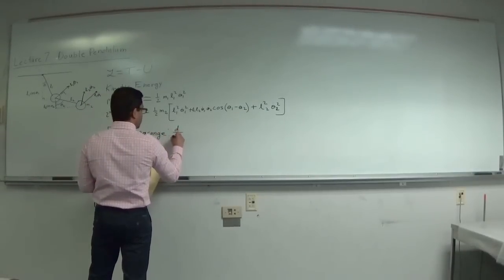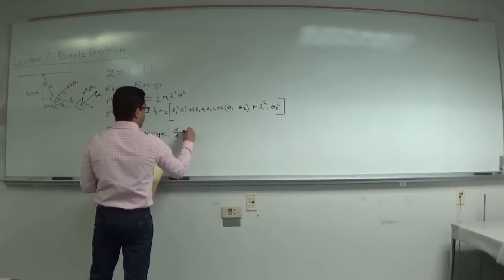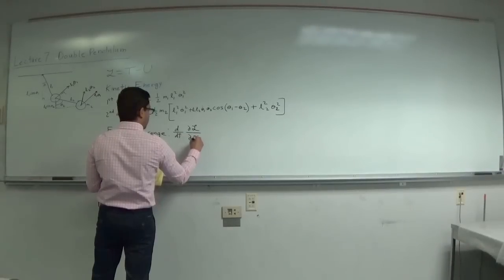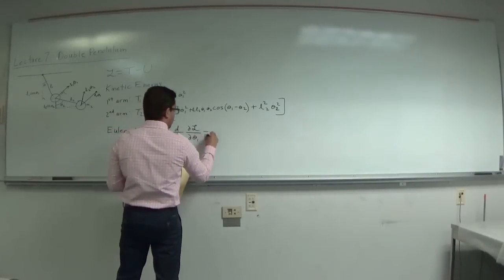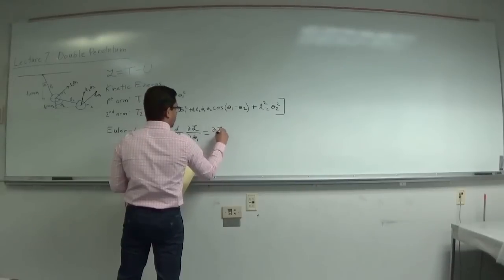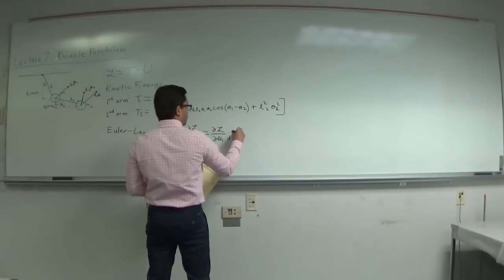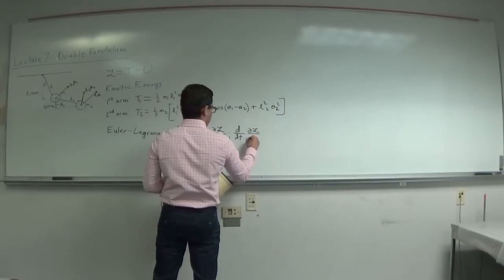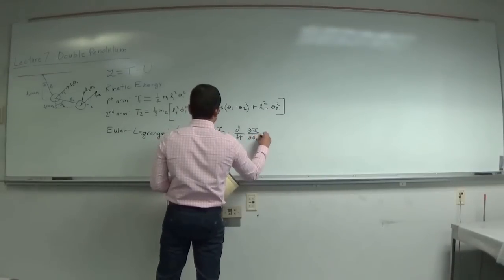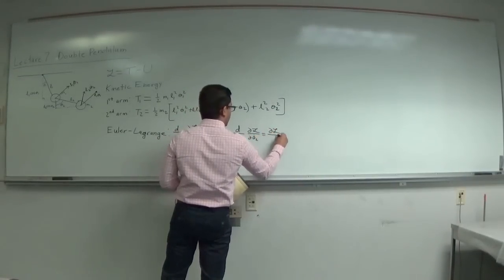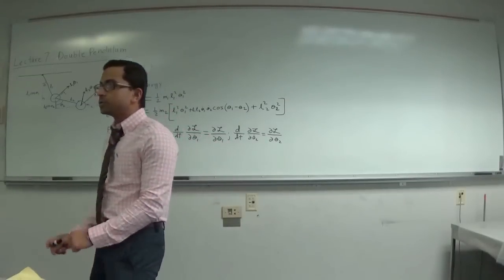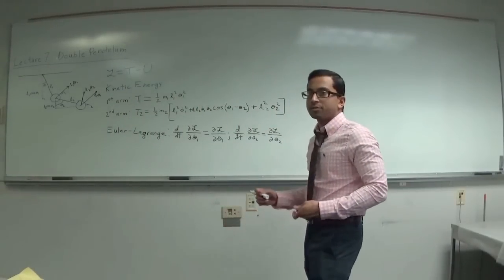That's going to be d/dt of partial L partial theta 1 dot equals partial L partial theta 1, and d/dt of partial L partial theta 2 dot equals partial L partial theta 2. So we would use the Euler-Lagrange equations, but the algebra gets really complicated.